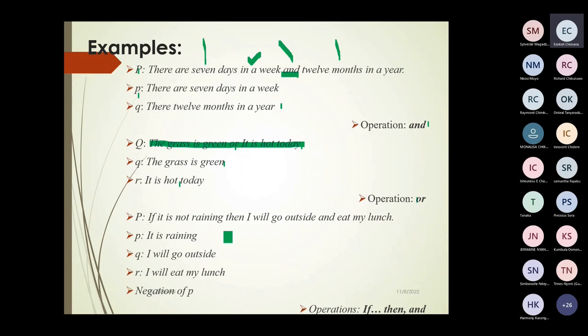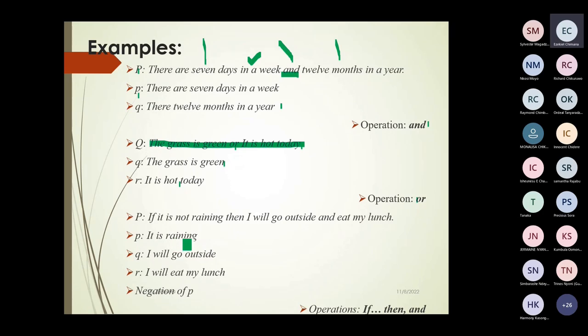So we have this one, which also says that P is such that if it is not raining, then I will go outside and eat my lunch. So this one is a compound statement which uses if, then, and operations. So there is the if, then, and the and operation. So there are three statements which are being joined.